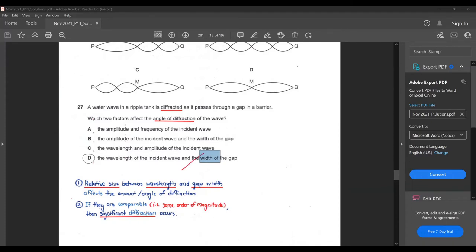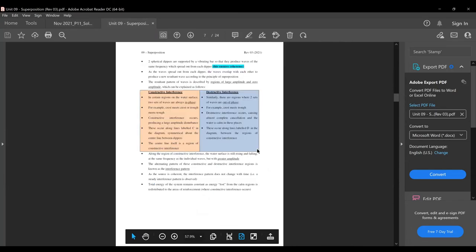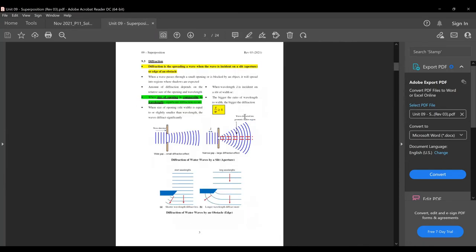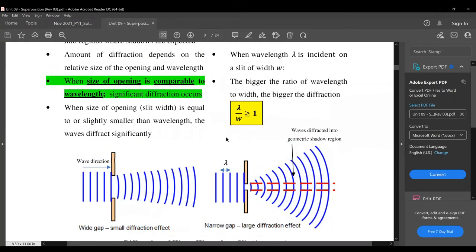It's the ratio of your wavelength to the gap width. If I'm not mistaken, it is W over lambda. But let me check for you. Should be, yeah. Sorry, not W over lambda. It's lambda over W. There was this equation last time I mentioned to you. If you want to check the amount of diffraction, you take the ratio of wavelength to W. The bigger it is, the bigger the diffraction. So these two affect your diffraction.